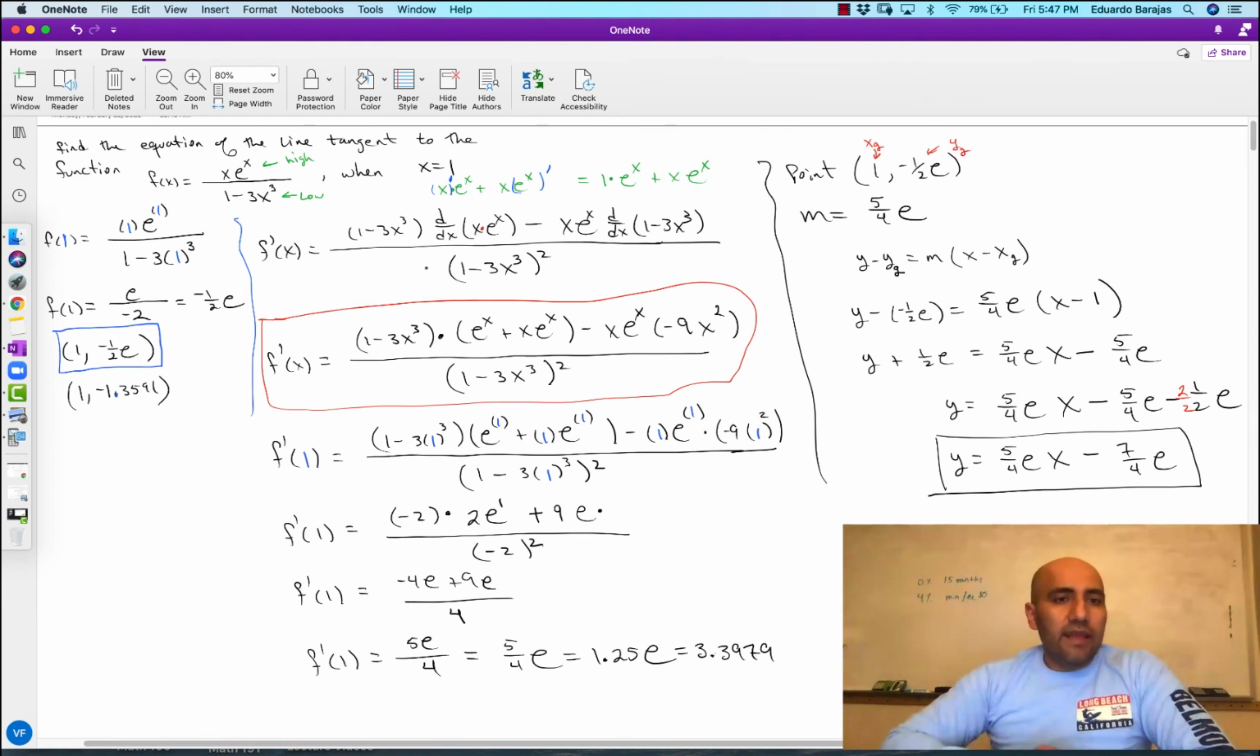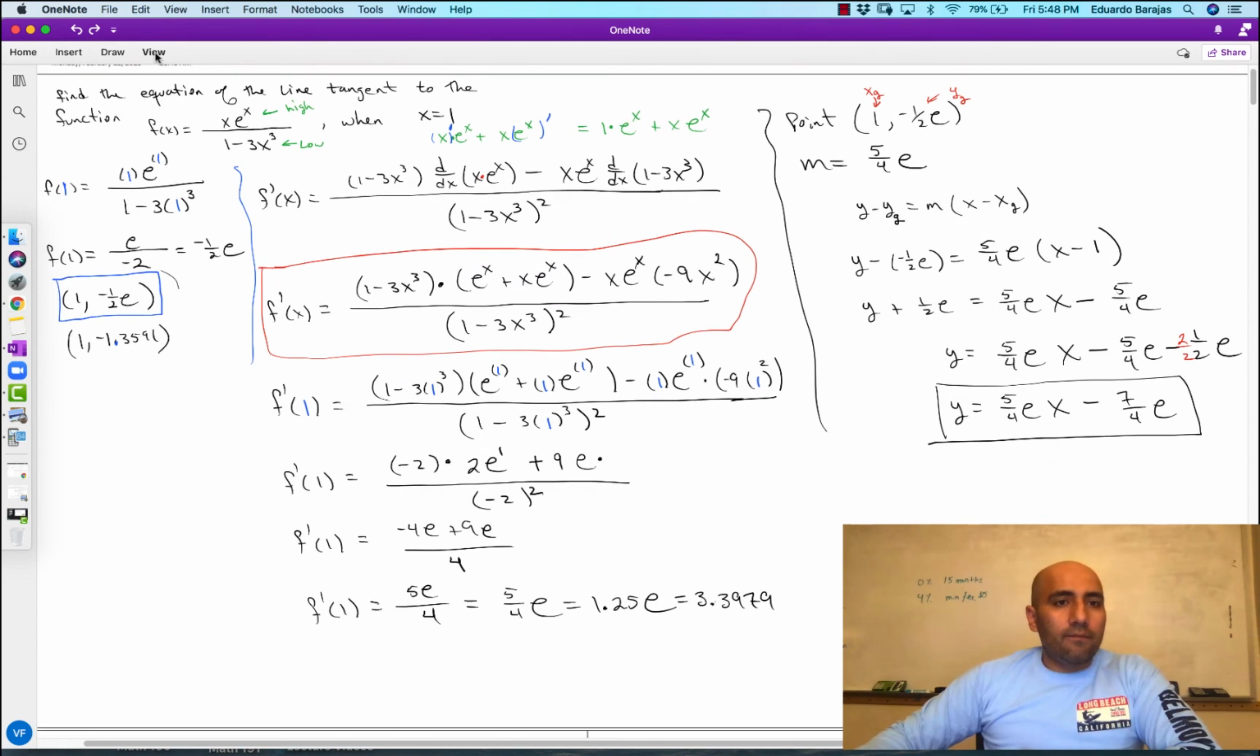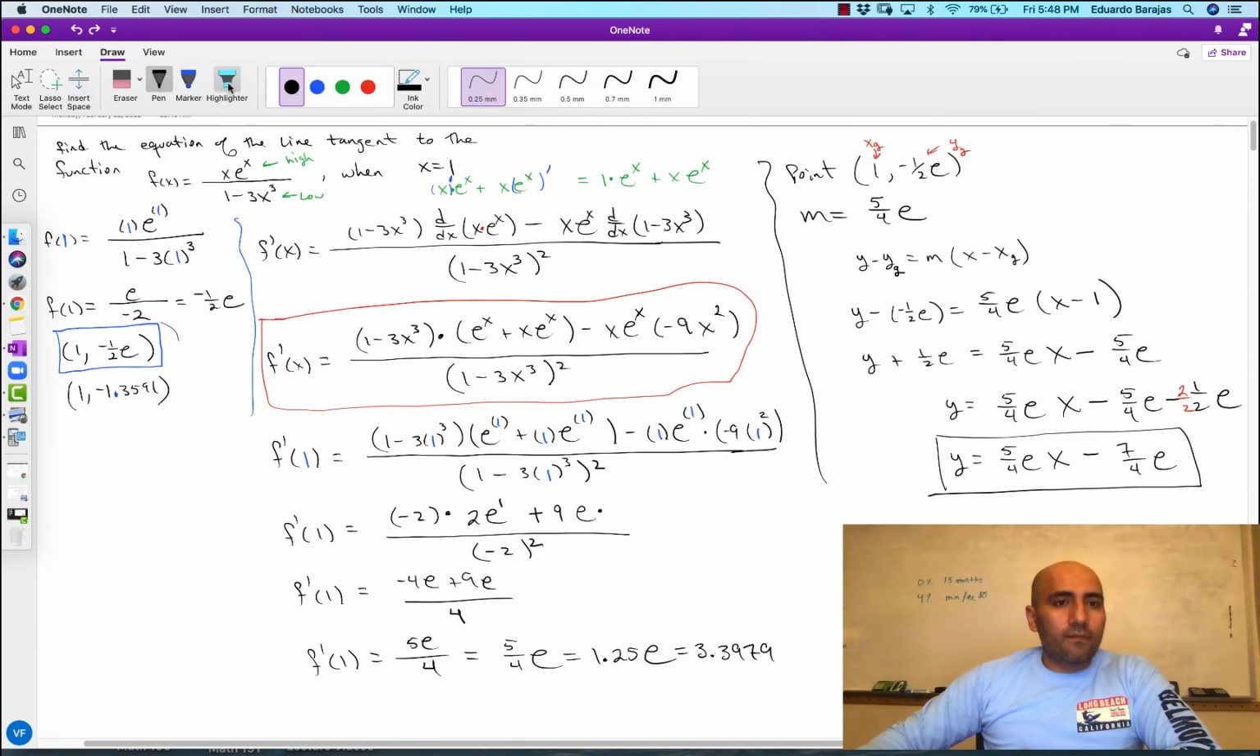Okay, so we were given a rational function and we're asked to find the equation of the line tangent to the function when x equals 1. So we first of all need to evaluate our function at x equals 1 to figure out the ordered pair that's on our function. We did that here. That's how we get this point, which is 1 comma negative 1/2 e.